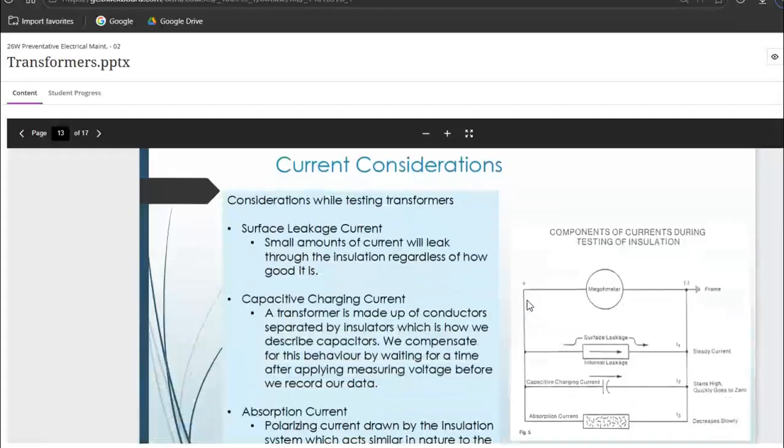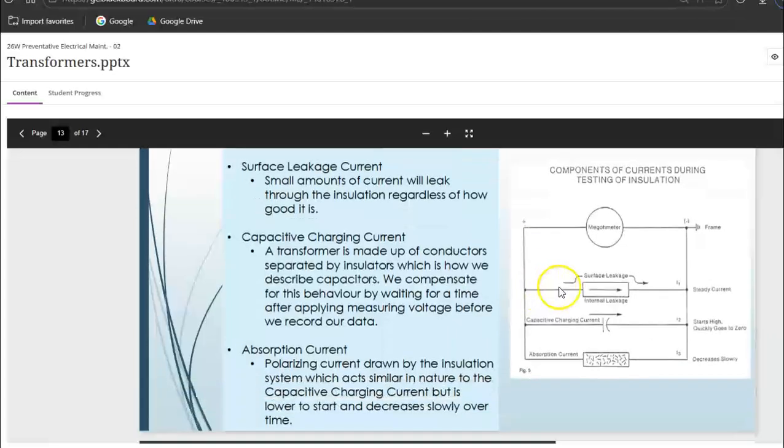So when you're doing a megger test, again, this is all from Lab 1. Why do we run it for 60 seconds? Well, you get three types of current. You get the surface leakage current. Small amounts of current will leak through the insulation no matter how good it is, and this is a constant. It is a resistance.